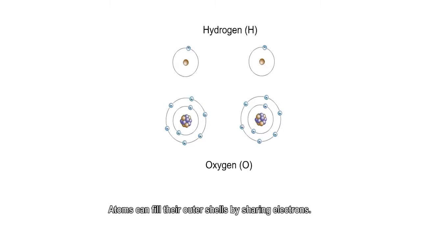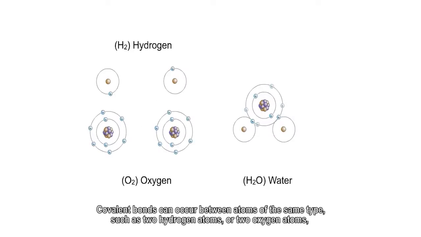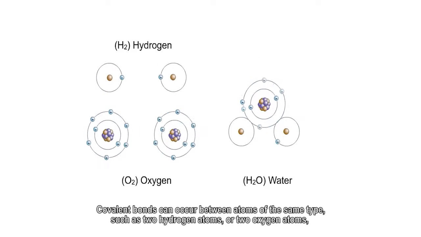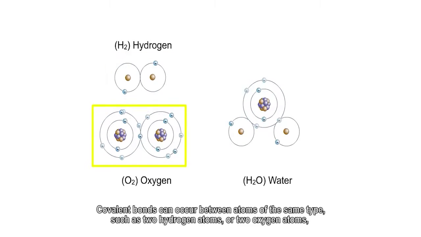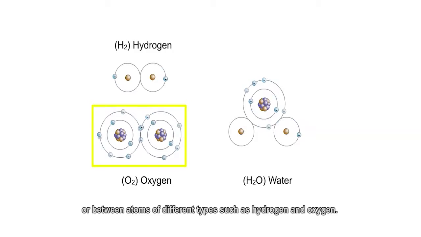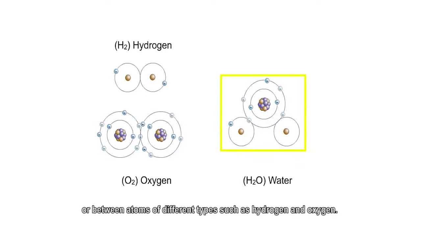Atoms can fill their outer shells by sharing electrons. This sharing is a form of chemical bonding called covalent bonding. Covalent bonds can occur between atoms of the same type, such as 2 hydrogen atoms or 2 oxygen atoms, or between atoms of different types, such as hydrogen and oxygen.